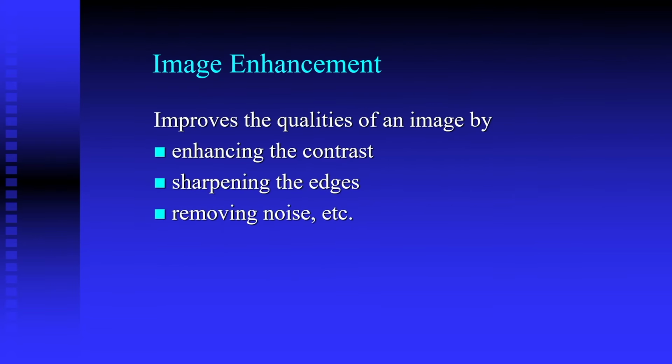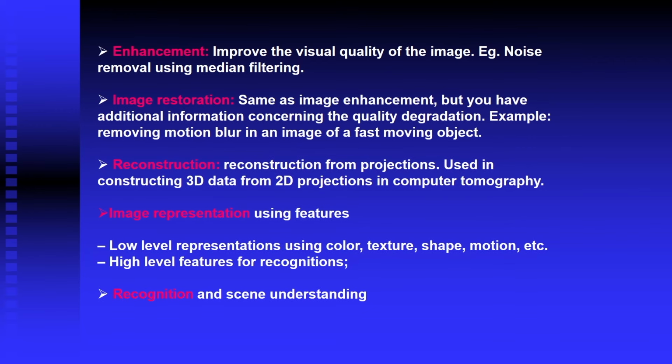And image enhancement, already I have explained, is to improve the visual quality of an image. We can improve the contrast, sharpen the edges, remove the noise. Image restoration I have also already explained. And reconstruction: mainly we have 2D images, so if I want to get the 3D information, the reconstruction of the 3D information from the 2D projections, that is called reconstruction. This concept I am going to explain maybe after 2-3 lectures, image reconstruction from 2D projections, with the Radon transform. That is used in CT scan, computed tomography.